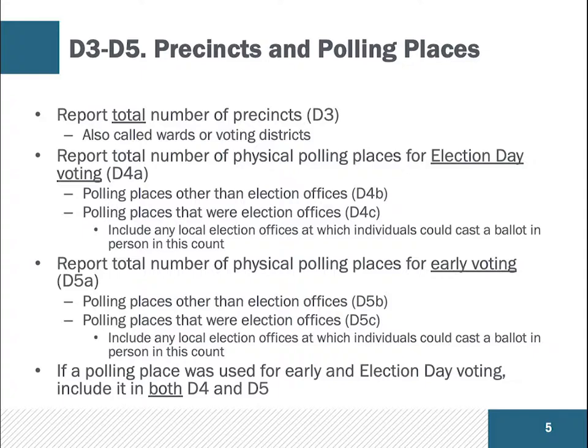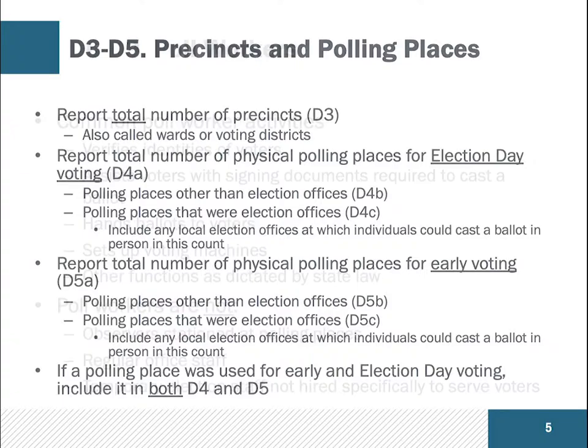For instance, if your jurisdiction assigns 2 precincts to vote in one location, that should be counted as 1 polling place. You'll further break down the number of polling places both by whether they were used for Election Day or early voting, and by whether the polling place was located at an election office or at another site. If a location was used as a polling place for both early and Election Day voting, please record it in both D4 and D5. If there are any local election offices in your jurisdiction at which individuals can cast in-person ballots, include them in D4C or D5C as appropriate.